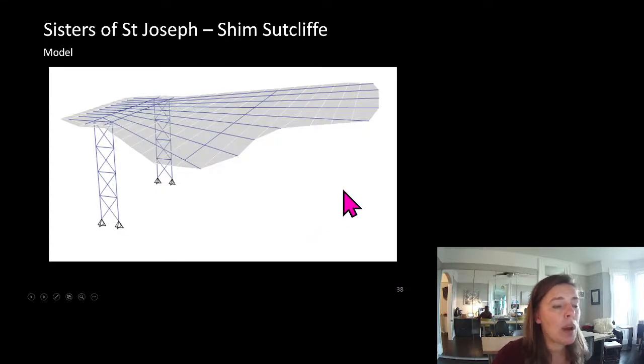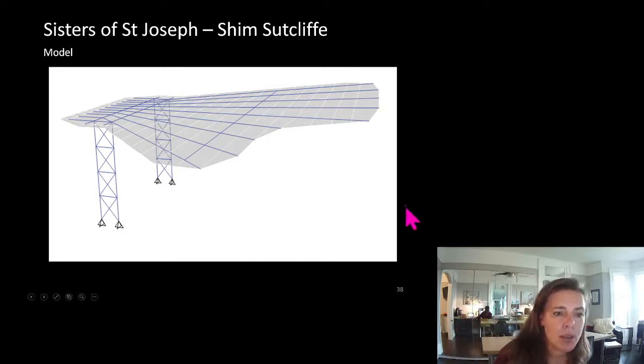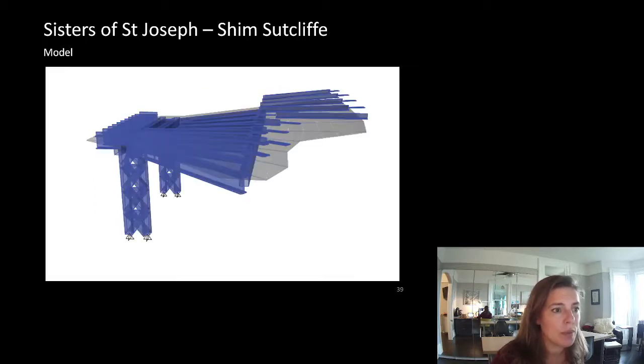So here's my model. I had to go way, way, way back. I think I was working on this in 2010, 2011. So I had to go way back in my models to try to find information on this one. But it's just such a great canopy that I really wanted to bring it up to show you.